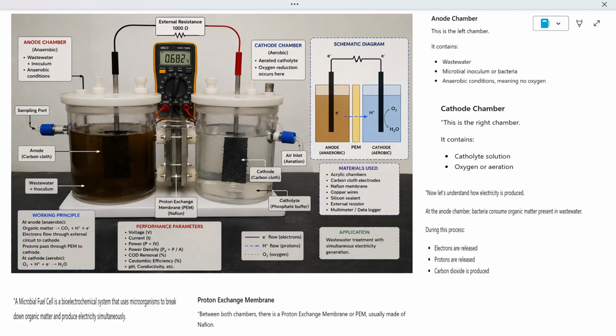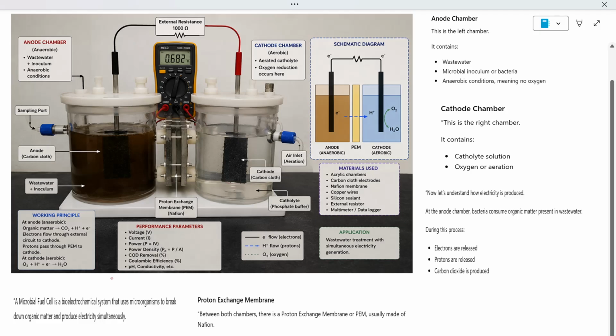Imagine generating electricity from wastewater using bacteria. Sounds futuristic, right? But this is a real technology called a microbial fuel cell, or MFC. In this video, I will explain how this system works, the components involved, and why microbial fuel cells are becoming an exciting area in wastewater treatment and renewable energy research.